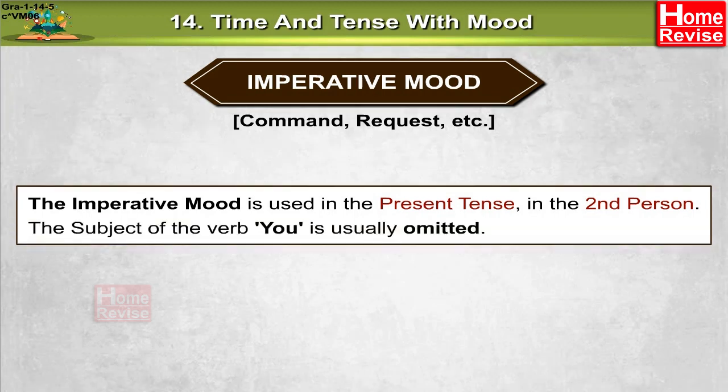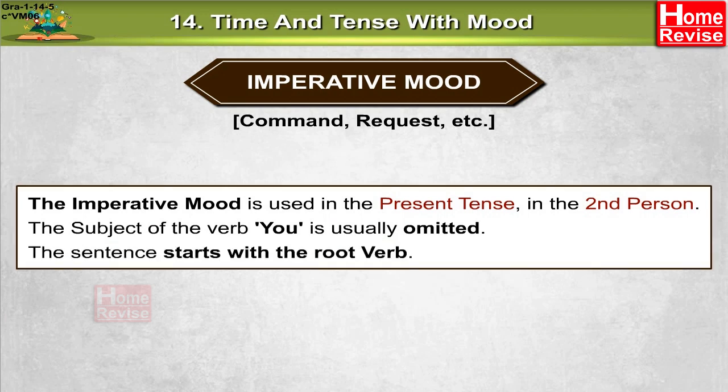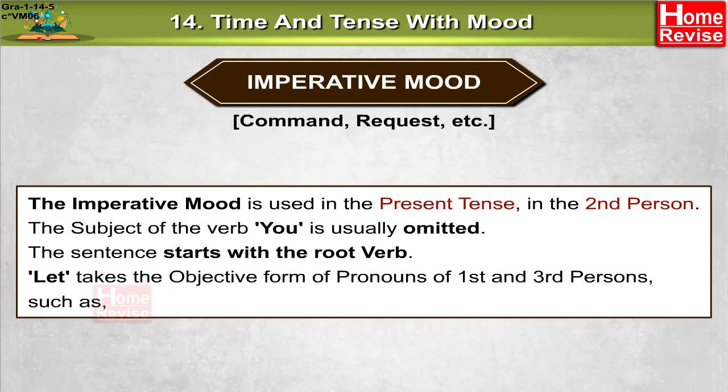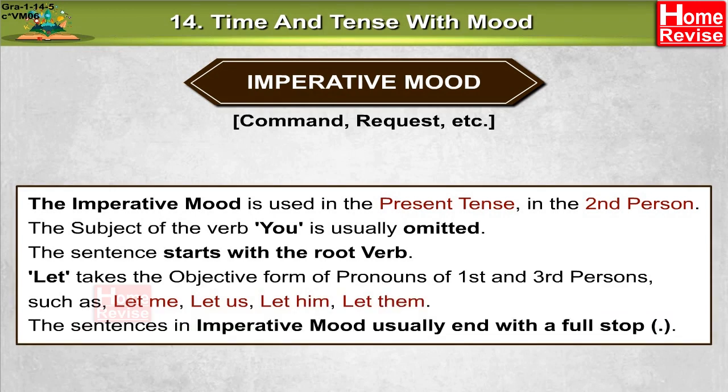The subject of the verb you is usually omitted. The sentence starts with the root verb. Let takes the objective form of pronouns of first and third persons, such as let me, let us, let him, let them. The sentences in imperative mood usually end with a full stop.